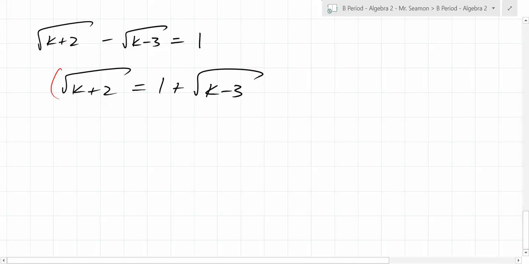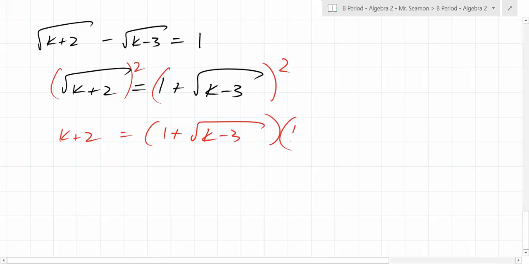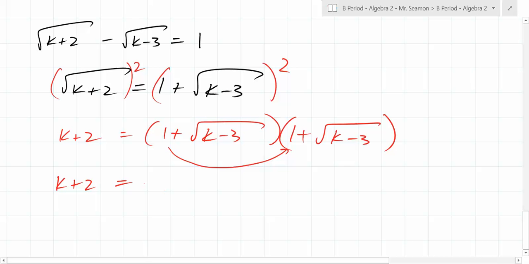So what does the left side become? k plus 2. And then the right-hand side, remember it has to be 1 plus root k minus 3 times what? 1 plus root k minus 3, because you're squaring both sides. So you end up with k plus 2 is equal to, what's 1 times 1? 1. So then you have plus root k minus 3 plus root k minus 3. What's the last thing you have here?